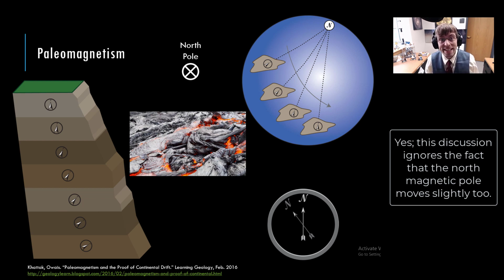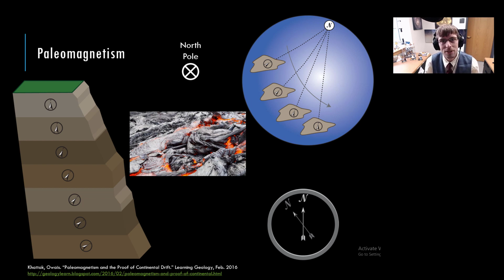That's cool, right? Let me give you another example. Okay, so that's paleomagnetism. And we can track back in the past, according to our model, where these land masses used to be. Let me give you another example.